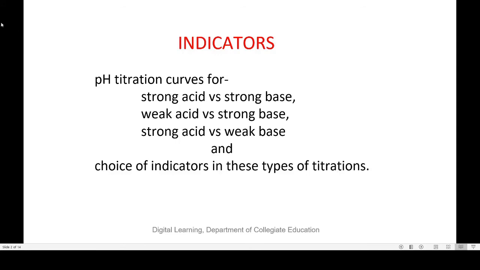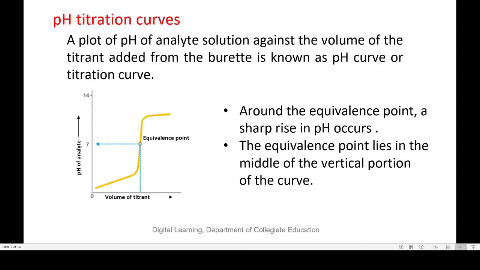In this session, you will be able to understand the pH titration curves for strong acid against strong base, weak acid against strong base, and strong acid against weak base, and also how to choose a suitable indicator in these types of titrations. So, what are pH titration curves?